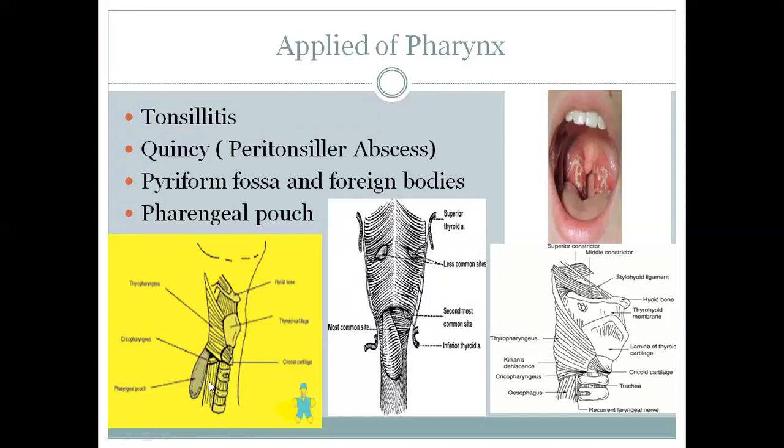So this is the trachea, this is the esophagus, and this is the pharyngeal pouch, which is formed by the mucosa and submucosa. It comes through the physiologically weak space between the thyropharyngeus and cricopharyngeus, comes downward, and provides pressure over the esophagus and produces dysphagia.